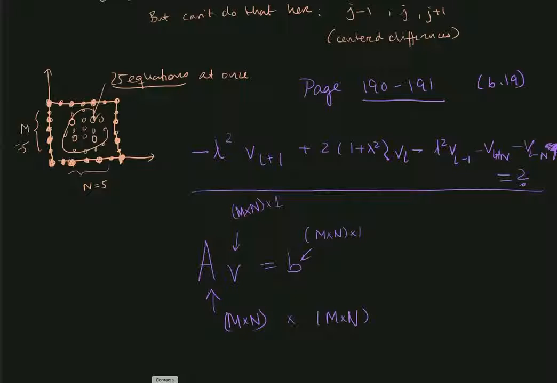Now the question is, how do I translate between V L and U i j? For example, if I have L equal to 10, so V10, which U i j does it correspond to? Does it correspond to U12 or U23? How do I translate between these two? This is a question of lexicographic ordering, which we will talk about in the next video. So read pages 190 to 191, and read it again and again, and very soon you'll get it.